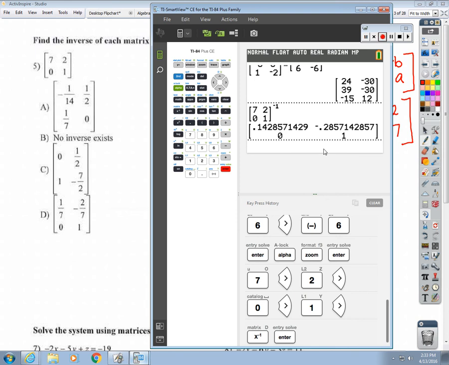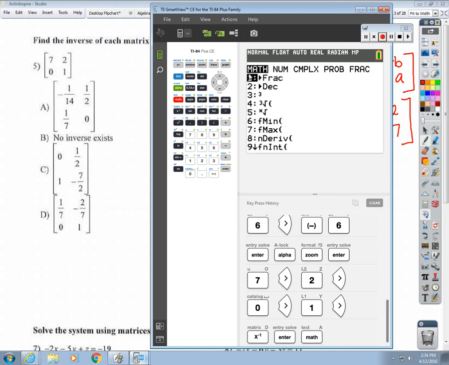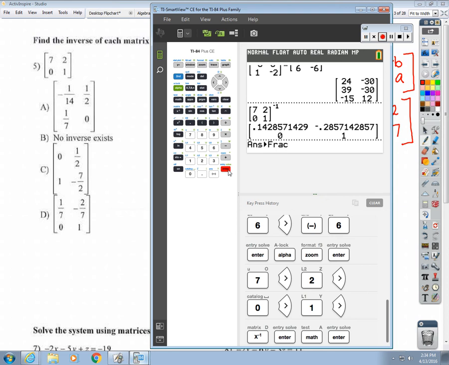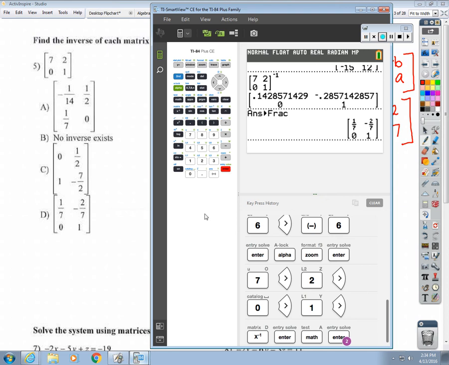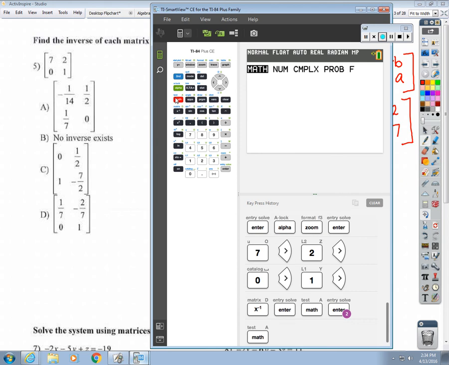Now, a problem we kind of run into, which really isn't that big of a problem, is that these are decimals instead of fractions. However, for this particular question, the only matrix that has 0, 1 on the bottom is D. Now, if you want to change it over to fractions, look: Math, fraction. You just hit enter, and then enter one more time, and there it is, that's fractions. If you want to change it to a decimal, you would hit number 2.